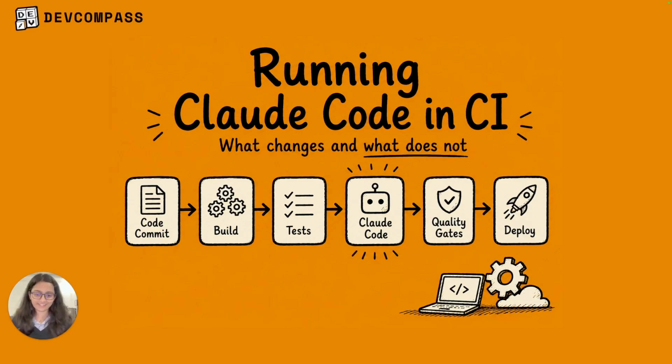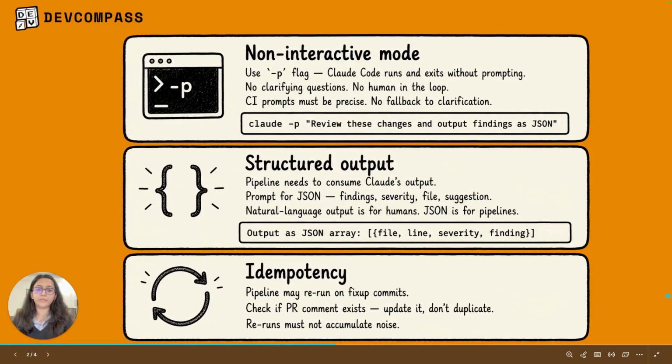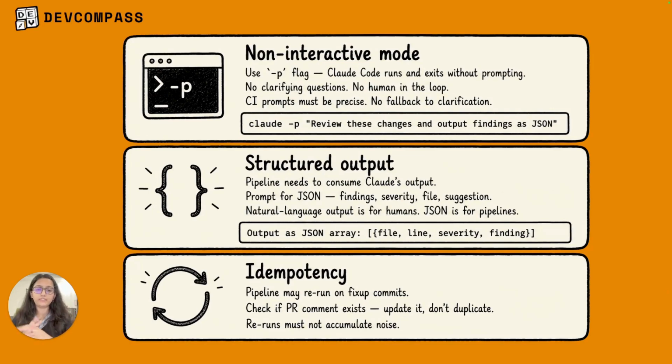So let's get started. So you've run Claude Code interactively, you type a task, you review the output, you iterate. Continuous integration is different. There's no human in the loop. The pipeline runs, Claude Code runs inside it, produces output, and the pipeline moves on. That changes 3 things: how you invoke Claude Code, how you define what correct means, and how you handle reruns. And this video is going to cover all 3. Okay, so let's see the 3 things that you need when you're doing continuous integration.